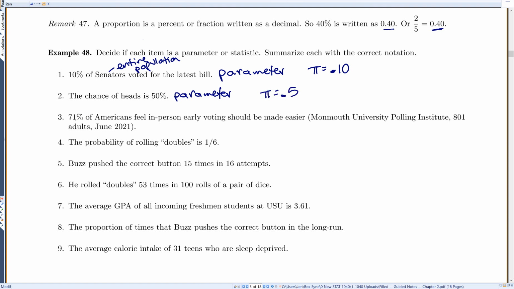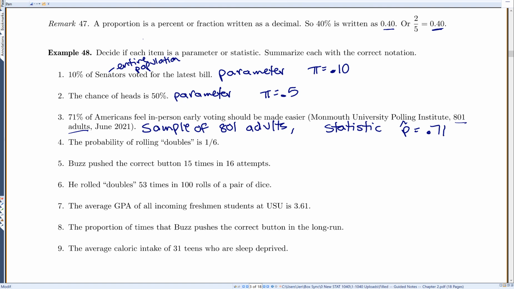71% of Americans feel like in-person early voting should be made easier. Well, that sounds like a parameter until you keep reading. It comes from a polling institute, those are people that take samples, of 801 adults. So that's a sample of 801 adults, which means that the number has to be our statistic. So my statistic, which we're going to write p hat, is equal to that 71%, so 0.71.